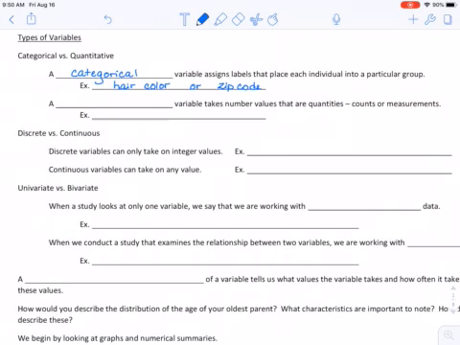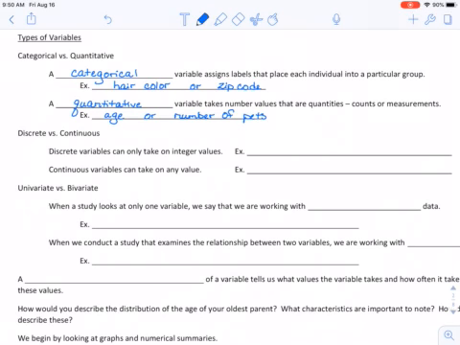Whereas quantitative variables are for measurements. Every quantitative variable will be a number, but not all numbers are going to be quantitative, like the zip code example. So these will be quantities, they will be counts, they will be measurements. So for example, somebody's age or the number of pets somebody has. If it's counting or measuring something, then it's quantitative.